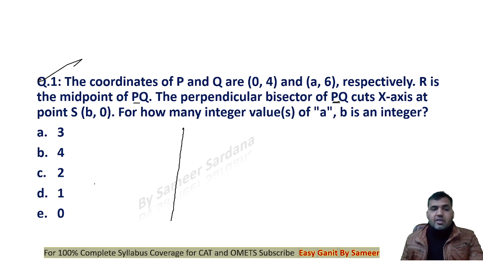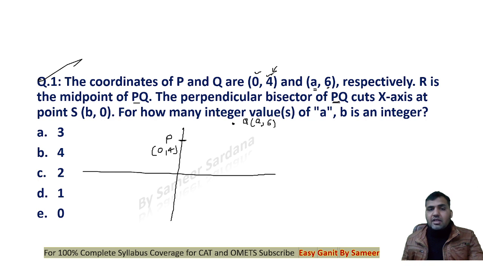Listen everybody. First, let's say this point P, you can see that the abscissa of this point is 0 and the ordinate is 4. So just take a position here. Let's say this is the point P and the coordinates are (0, 4). I see that for the point Q, the abscissa is a and the ordinate is 6, which is more than this. So can I say this point will be at a higher position than P? Let's say this is the point Q, where the abscissa is a and the ordinate is 6. Now this is the line PQ.